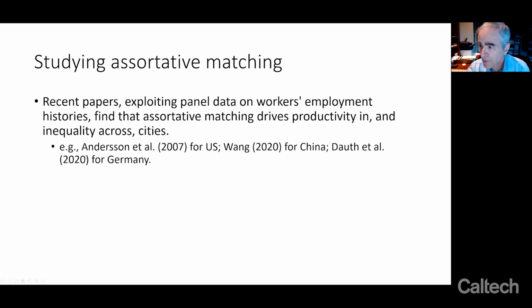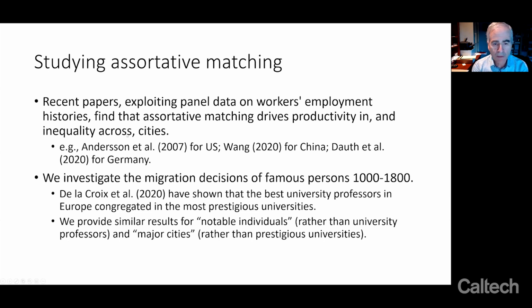We don't have panel data on our sample. What we can do, however, is investigate the migration decisions of famous persons for whom we know a birth and a death location over these H centuries. The logic here is similar to that of an earlier study by Delacroix et al., who look at university professors and the sorting of professors across universities in medieval and early modern Europe. And they do, to some extent, have salary data, but they usually rely on ex post measures of quality, similar to those I'm going to introduce in a bit.